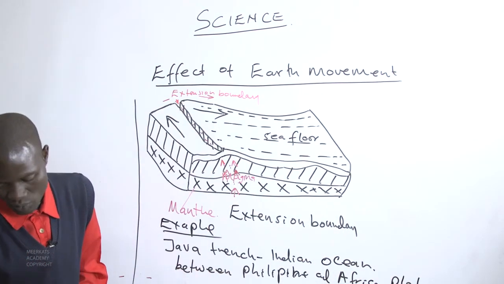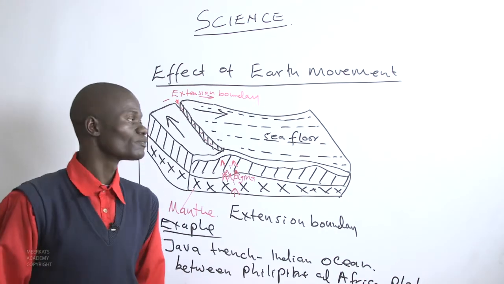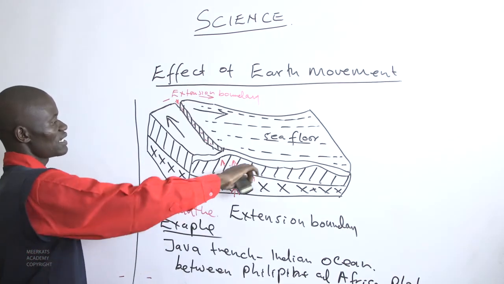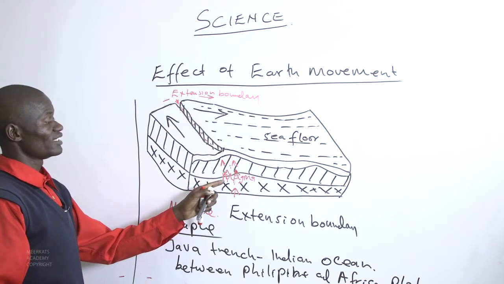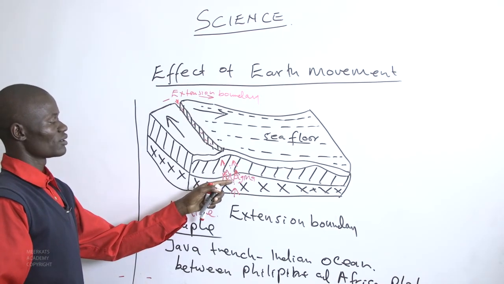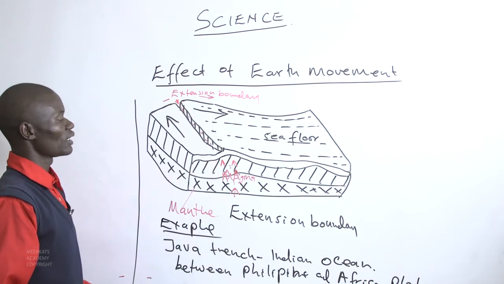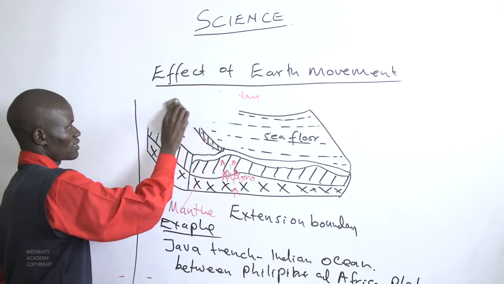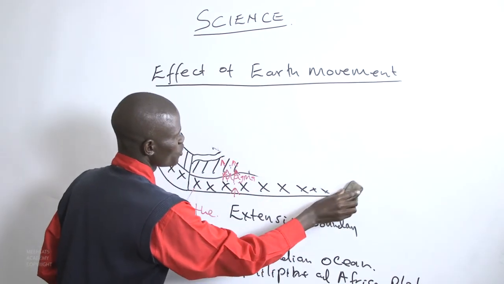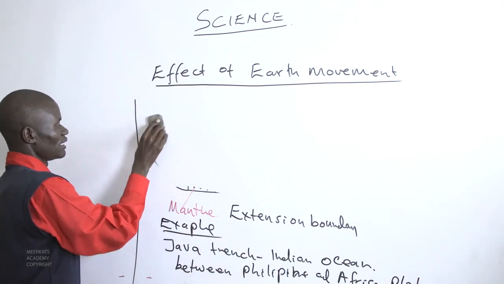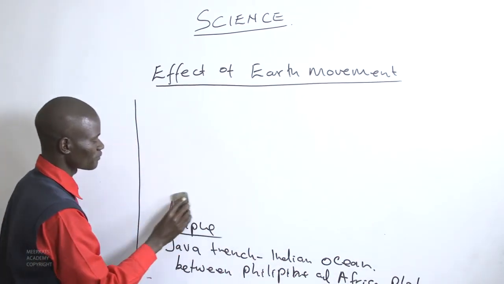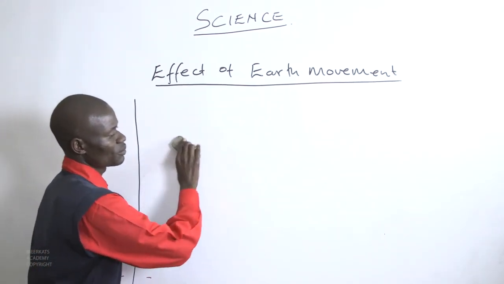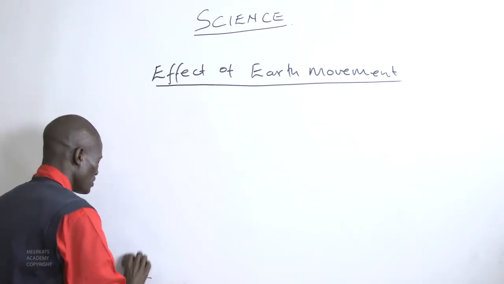That is how it is, and at a given time, the extension boundary has been created, and if it is in the ocean, it will result into forceful extrusion of magma. Either it can cause what you call tsunamis, landslides, or maybe volcanics, because we'll be able to look at volcanoes in the lesson that is ahead. We'll be able to identify a series of events and how they are formed and how they occur.